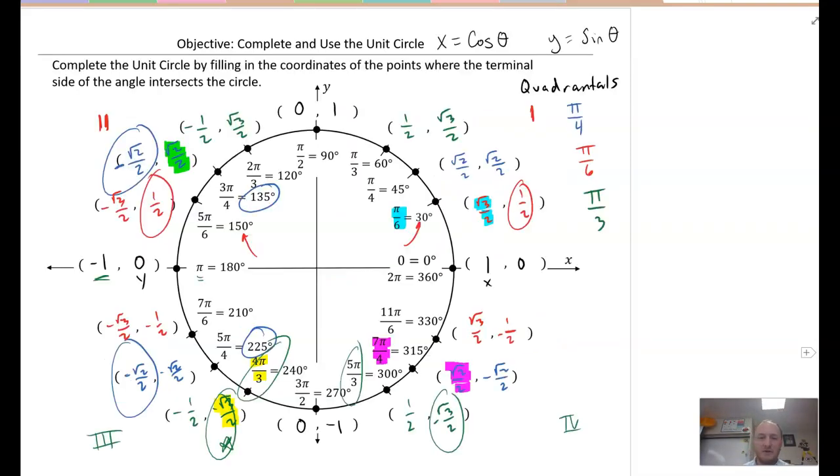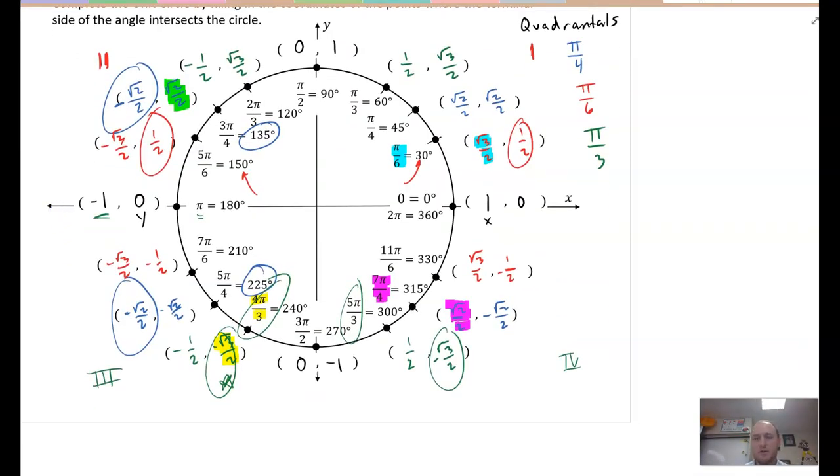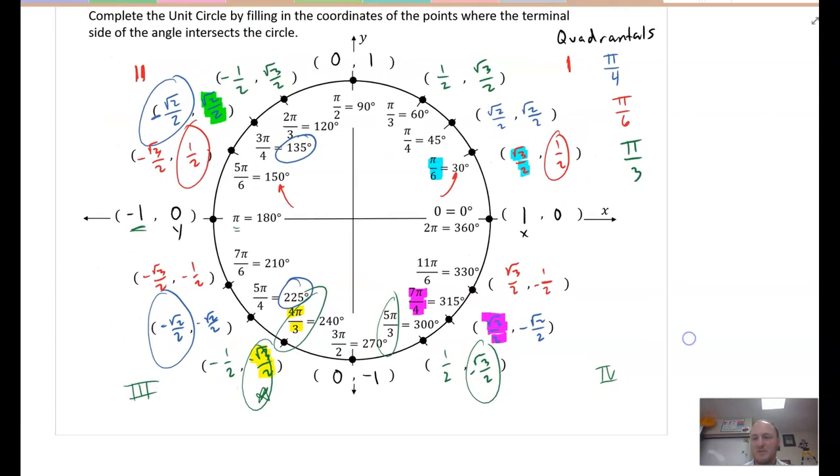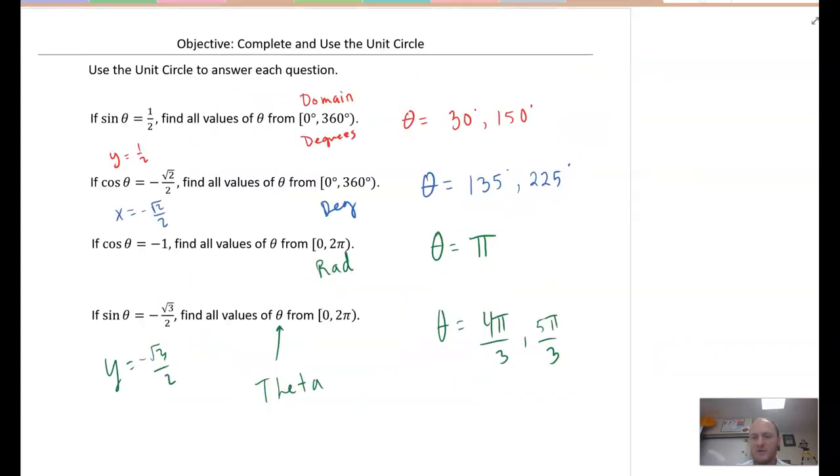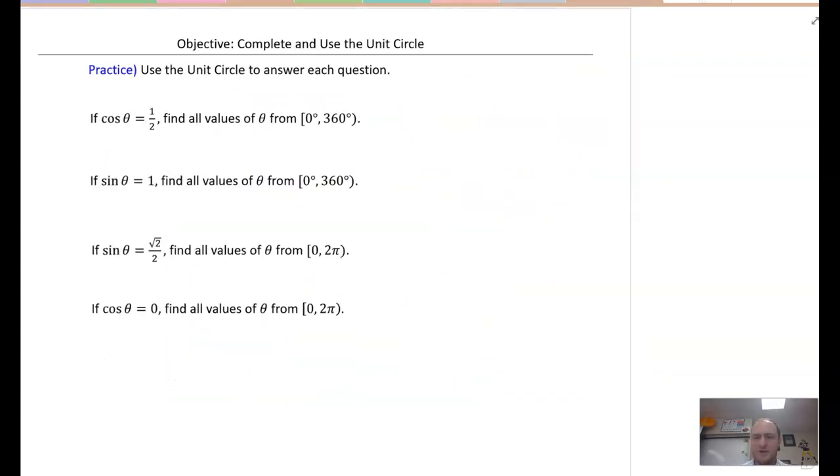You'll notice that my unit circles, I've been circling and marking and everything, so it's pretty messed up. Again, if yours looks like this, if it's all messy, you can go to the back of your notes and you'll have one. All right, so here's some examples.